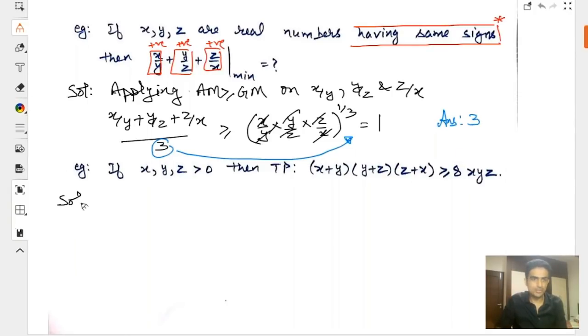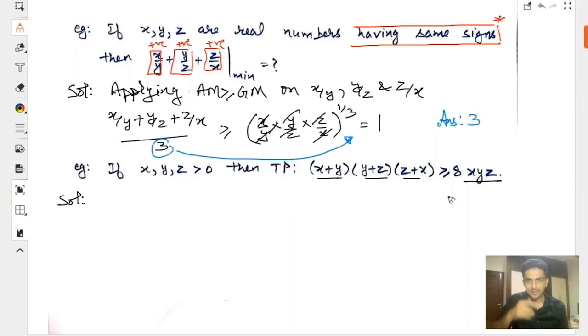Number one is clear. The question is of AMGM. When to apply is clear. Terms are given to be positive. We need to prove something is greater than or equal to something. On one side, a sum is there, and on the other side we have a product. So it's almost clear that it is a question of AM and GM. But how to apply?